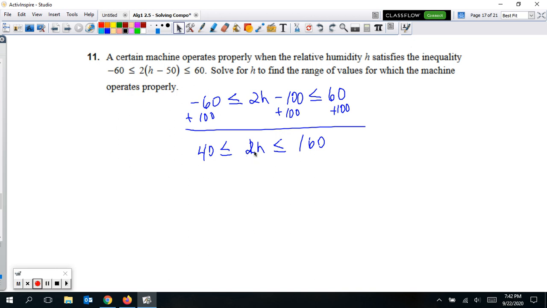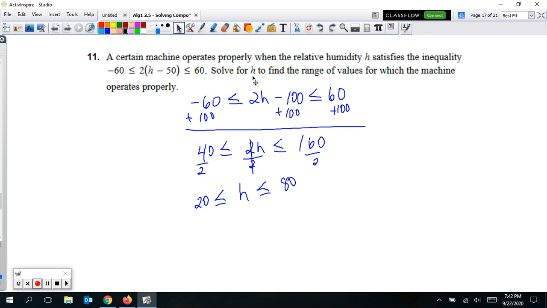And now I just need to undo the 2. It's here in front of H, so I have to divide by 2 to do that. So I'm going to divide everything, the left side, the right side, everything by 2. And so we're going to see 40 divided by 2. That's going to give us 20, and then our inequality symbol. Notice I'm not changing the direction of the inequality symbol. I'm not dividing by a negative. And over here these 2's cancel, so then we have H in the middle, our inequality symbol, and then 160 divided by 2, that's going to give us 80. So that's our solution right there.